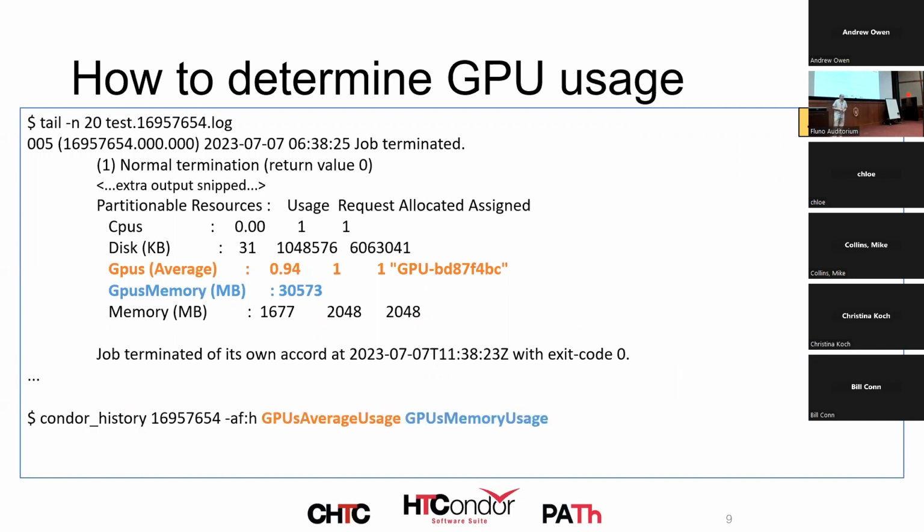Similarly, we can go look at the job ads. If I look at the job history for this particular job and look at these particular attributes, GPUsAverageUsage and GPUsMemoryUsage, these are the attributes in the job that correspond to these measurements. We get basically the same numbers, just not cut off.